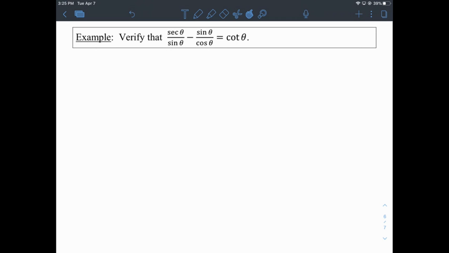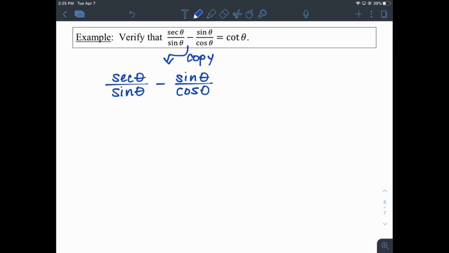Next one. So more fractions. We've seen quite a bit more of fractions today than we did in the previous lesson. I'm going to start with the left-hand side. Secant theta over sine theta minus sine theta over cosine theta. So options I see here, we've got sine and cosine already. We've got a secant there, which we can change using a reciprocal identity.